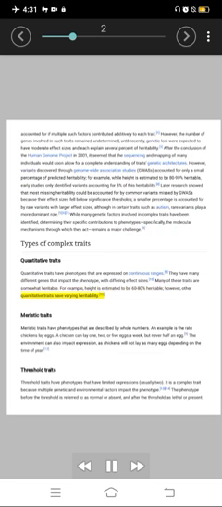Meristic traits. Meristic traits have phenotypes that are described by whole numbers. An example is the rate at which chickens lay eggs. A chicken can lay 1, 2, or 5 eggs a week, but never half an egg. Environment can also impact expression, as chickens will not lay as many eggs depending on the time of year.